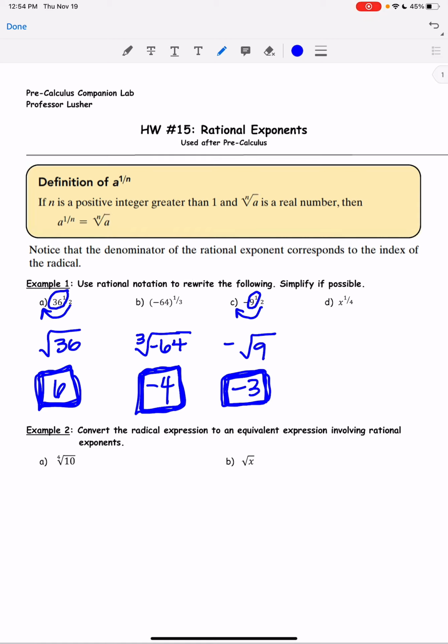And then x to the 1/4, that 1 will stay as an exponent. That 4 comes around. So we've got the 4th root of x to the first, but that's the same as x, and I can't simplify that at all.